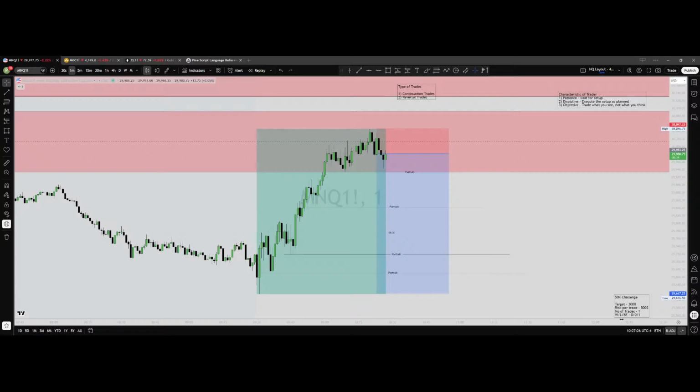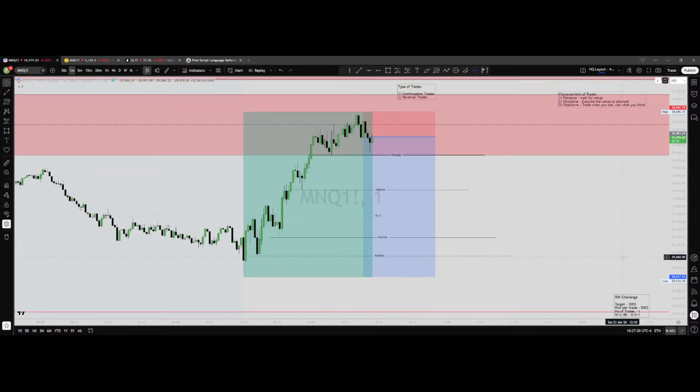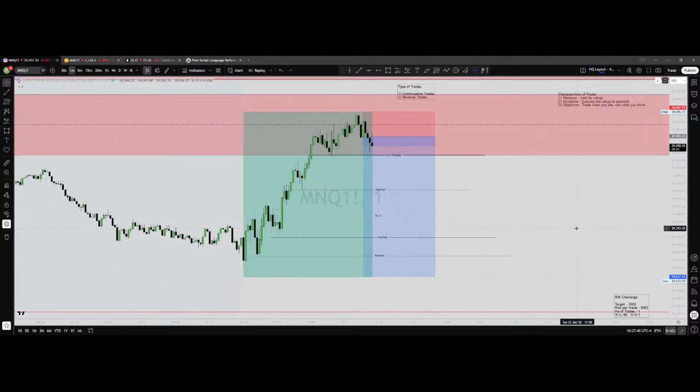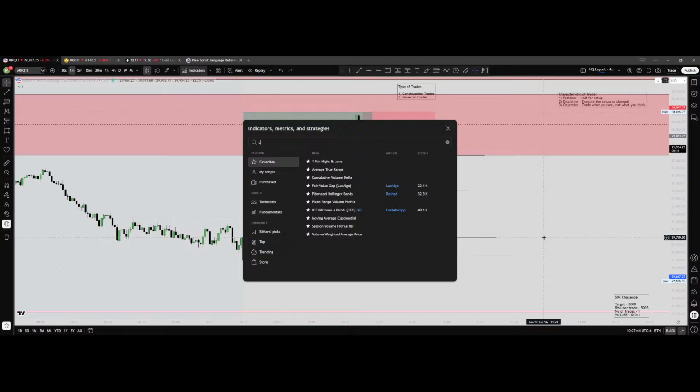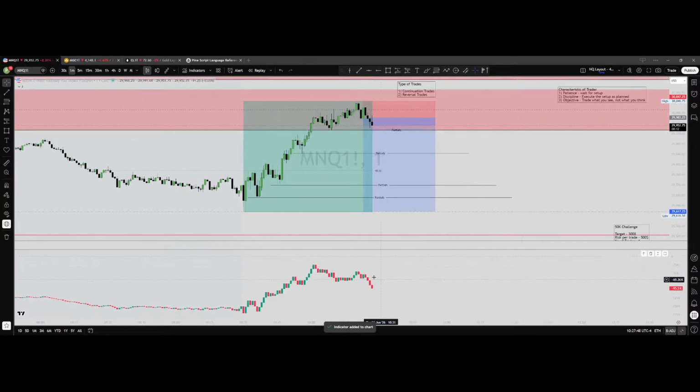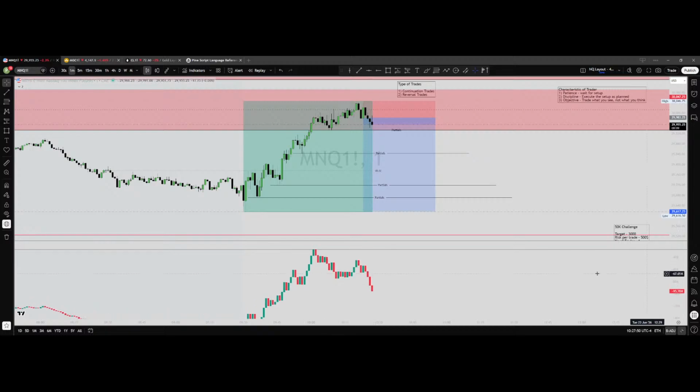Let's see what CVD says. What happened to CVD? See CVD. Yeah, volume is also supporting. See how there's a big volume candle coming in on the short side.